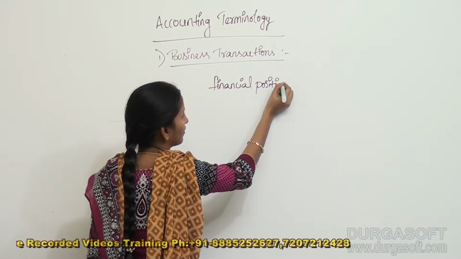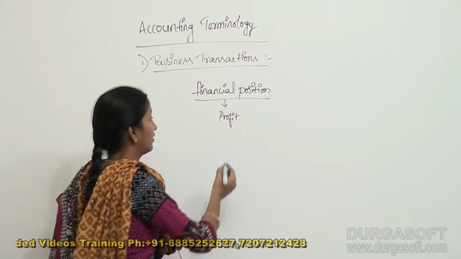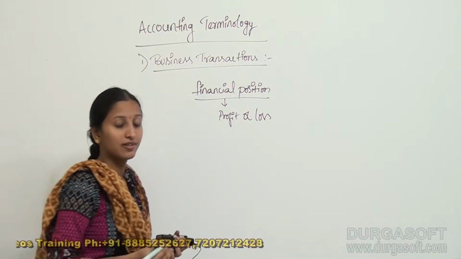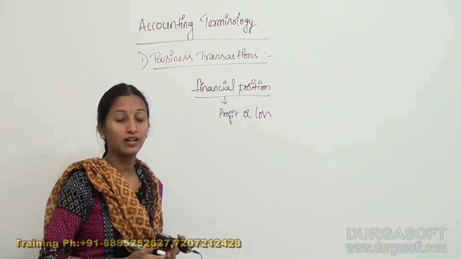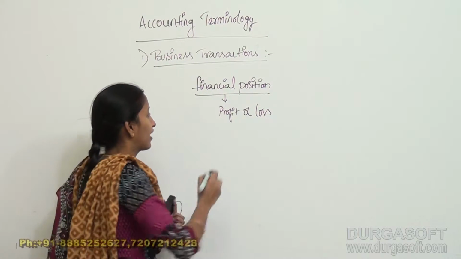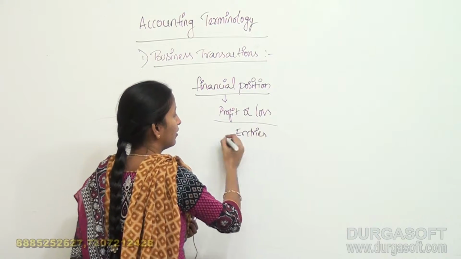Financial position is nothing but whether our business is in profit or loss. So by entering n number of transactions, we can know whether our business is in profit or loss.